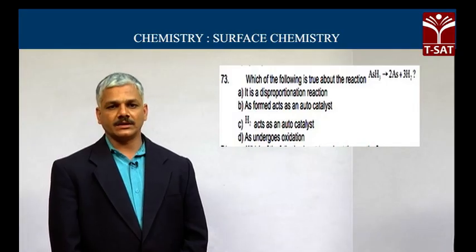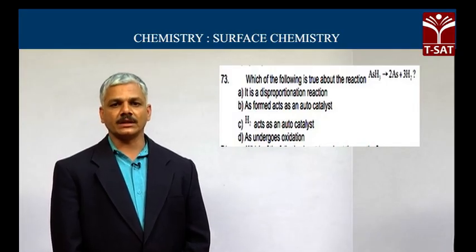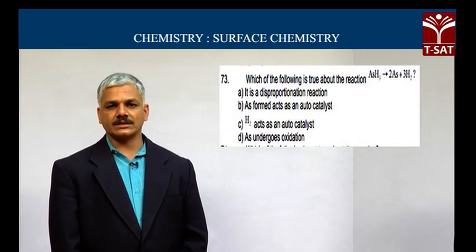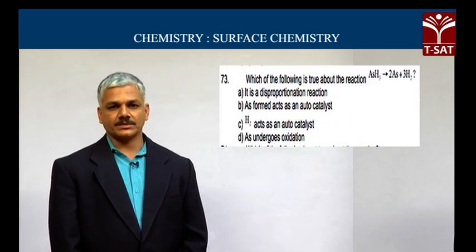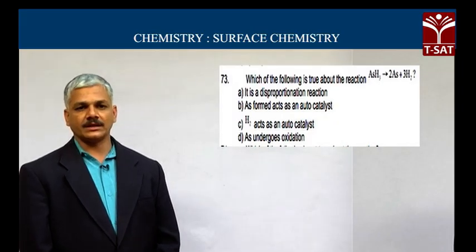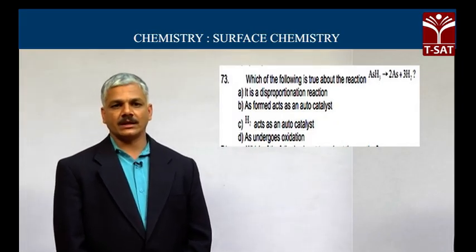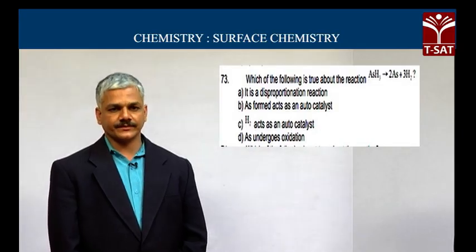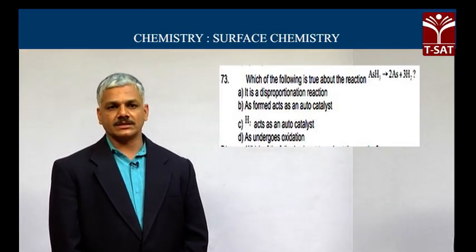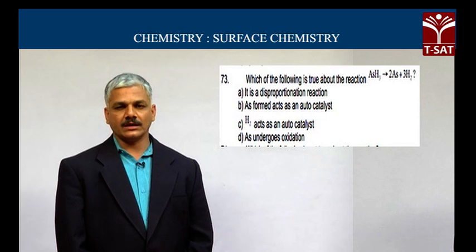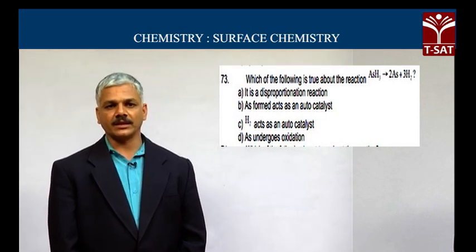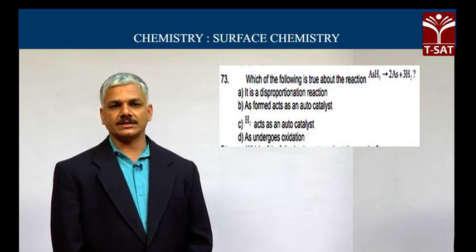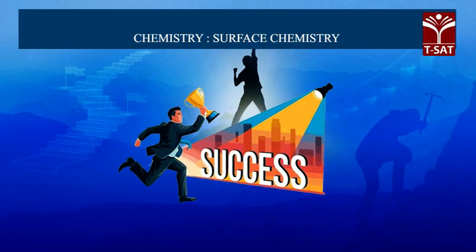73. Which of the following is true about the reaction arsine gives arsenic plus hydrogen? Given options are: it is a disproportionation reaction; arsenic formed acts as an autocatalyst; hydrogen acts as an autocatalyst; arsenic undergoes oxidation. Correct option is B. Arsenic formed acts as an autocatalyst.